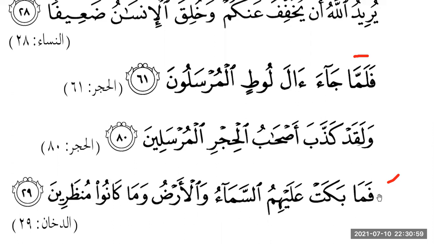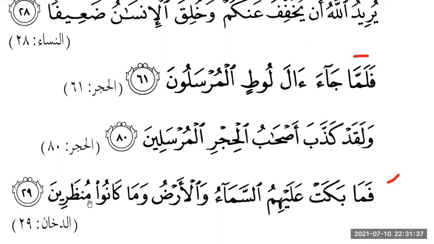So the first part of the jumlah here: and the heaven and the earth did not cry upon them. Wama kanu mundorin is another sentence. Wama means and not. Kanu means they were, with the waw as a plural. Mundorin is with a mu, just like musalin.